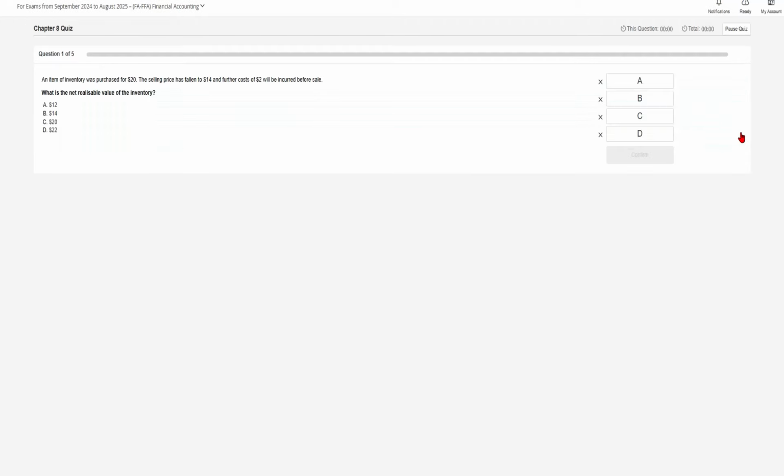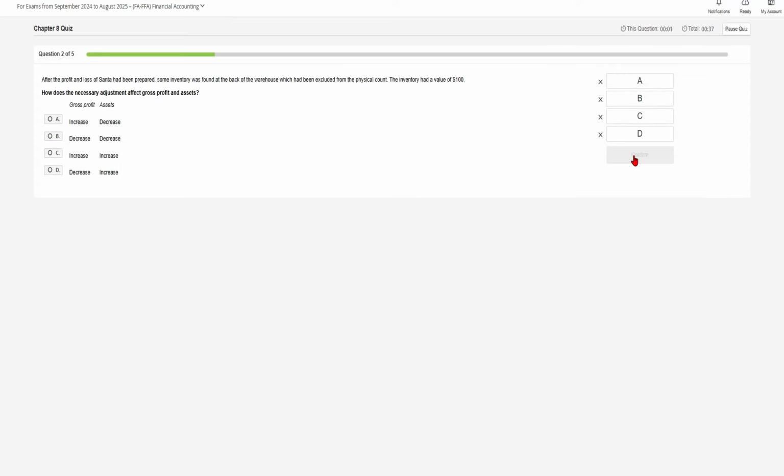So first question is, an item of inventory was purchased at 20. So this is the cost, and the selling price has fallen to 14, and a further cost of 2 will be incurred before sale. So 14 is the selling price and 2 is your cost to sell. Deducting this from the selling price will give us NRV, which is 12. Now the question is, what is the net realizable value of inventory? Selling price minus cost to sell is NRV, and selling price is 14, cost is 2, deducting it will give 12. So 12 is our answer. It's very easy, na? Okay, next question.